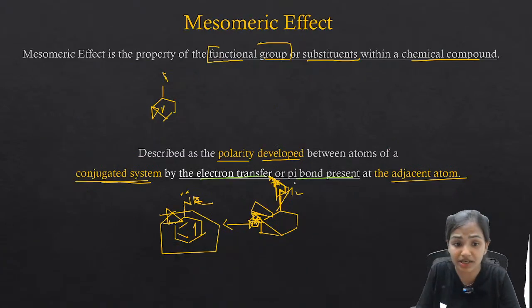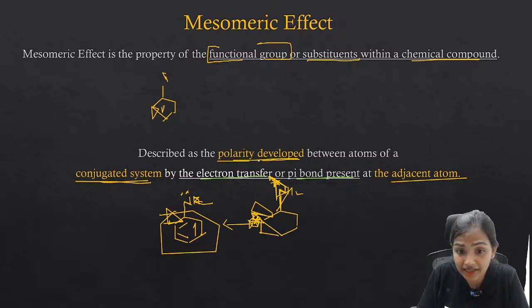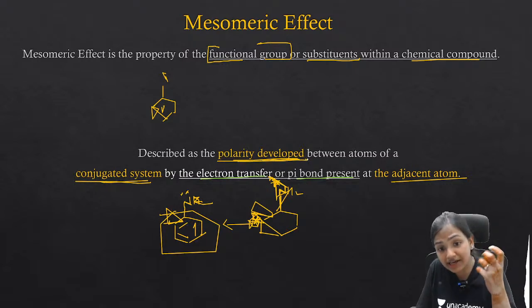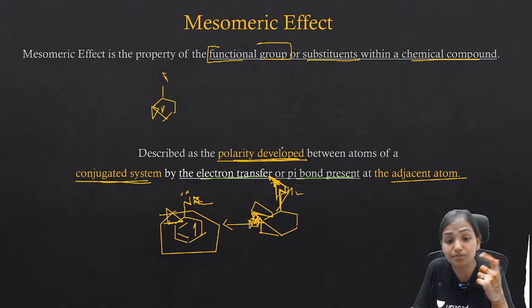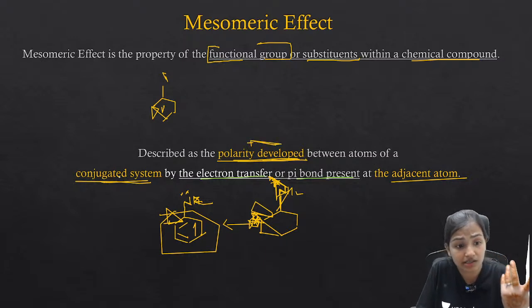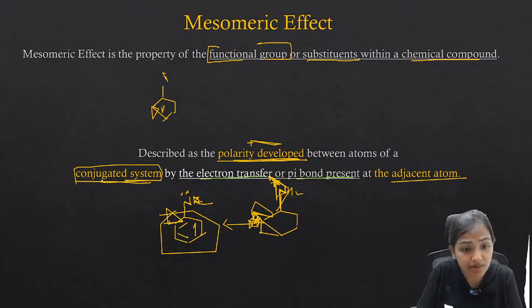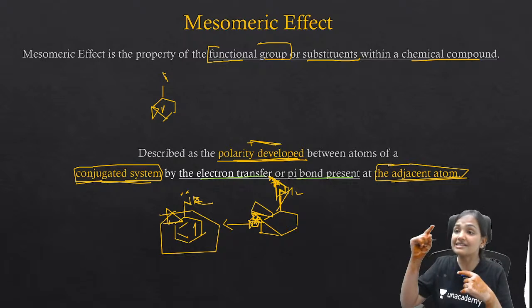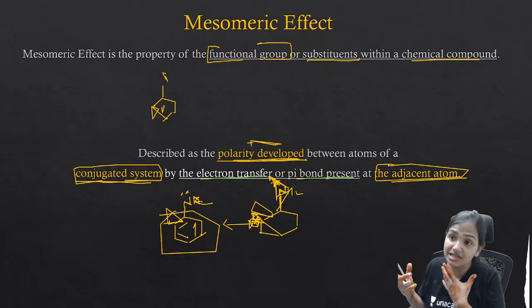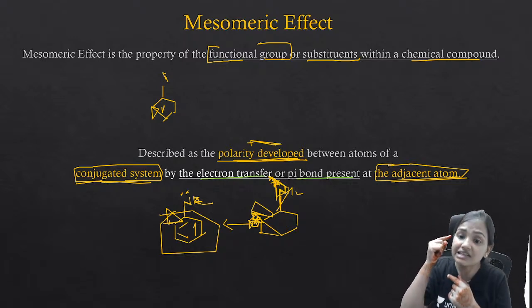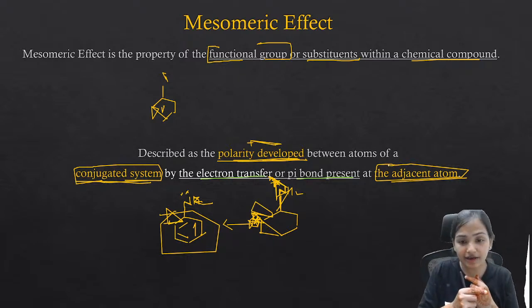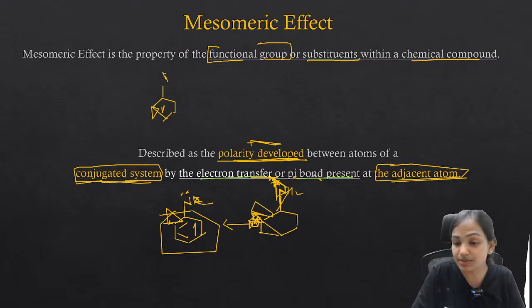Again, let me repeat. We have to see where the polarity is developing, where the positive and negative are developing, between the conjugated system of my benzene and the adjacent atom. What does this adjacent atom mean? The atom which is directly attached to the benzene ring. And how? By the electron transfer or the pi bond that is present.